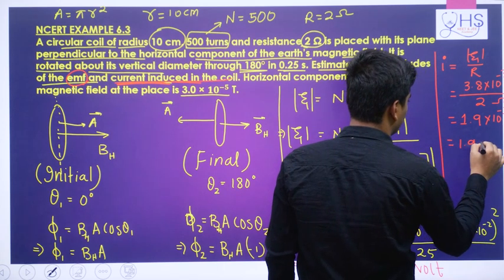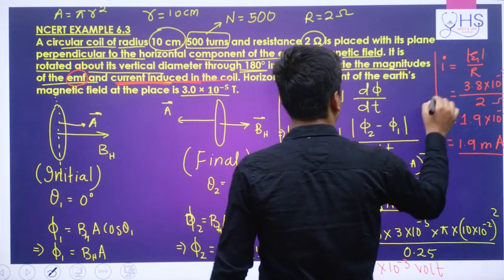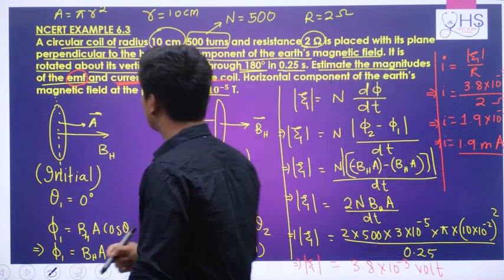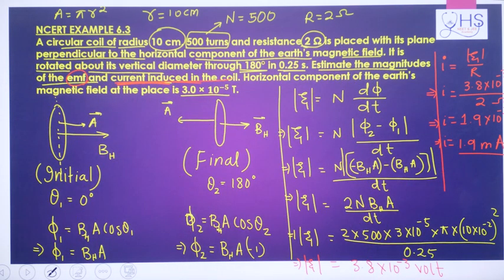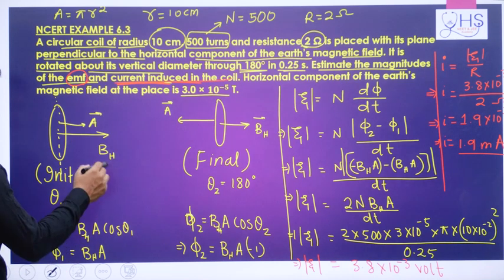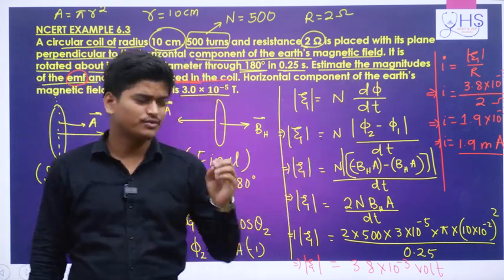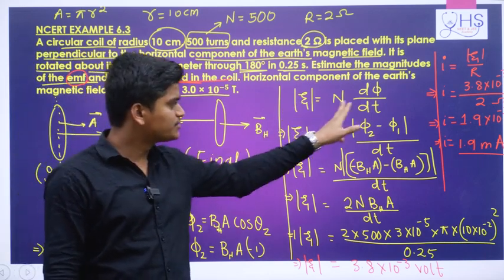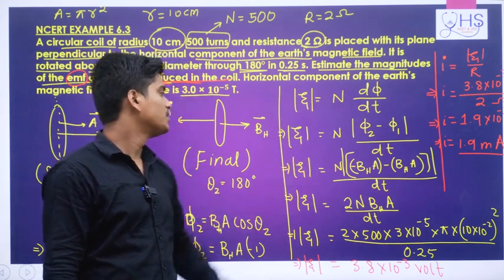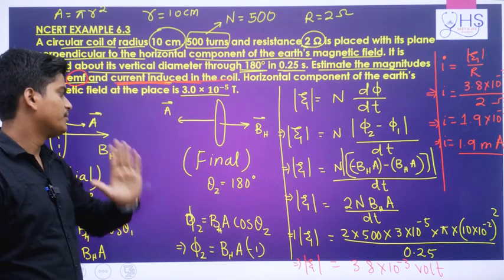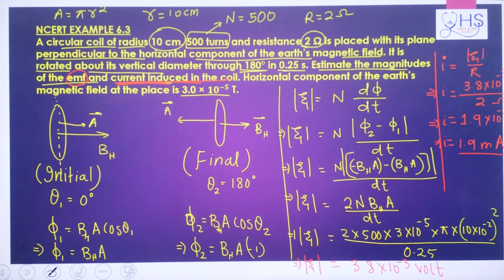So it is 1.9 milliampere. This is your current in the circuit. Okay, although it is a little lengthy, you can get everything. The main situation is here. If you are not understanding this, then you cannot calculate this flux change. Most of the time in electromagnetic induction, you will use this formula, but to apply it you should understand what situation is given, how flux is changing, and what the angle between B and A is in the initial condition and in the final condition. You have to check like that.